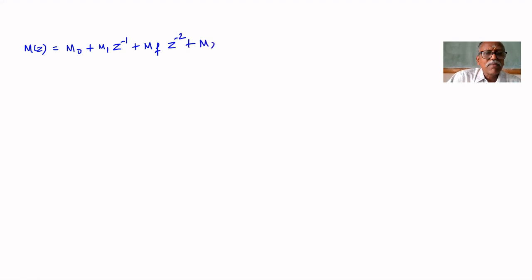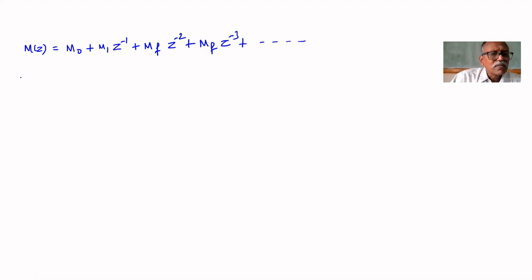What is the controller output? The controller output M of Z equal to, initially it is M0, then it is M1 Z power minus 1 plus MF Z power minus 2 plus MF Z power minus 3. Why is MF constant? After that, the process is settled. That's why the controller output also settles at one value. That's why MF, the final value of the controller, MF plus etc.